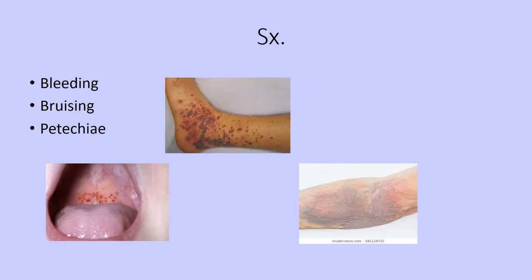Symptoms: you're going to see bleeding, bruising, and petechiae. In the first top picture, the small bruises are the petechiae, and the larger one is the purpura. If you look at the oral picture, that's the petechiae, and the one further to the right is more bruising caused by bleeding.